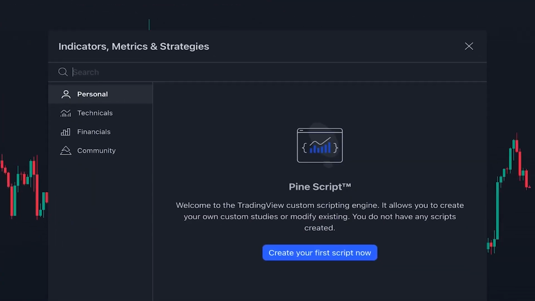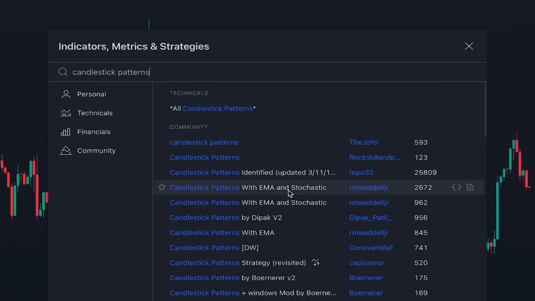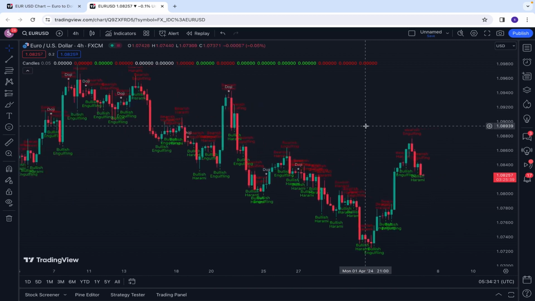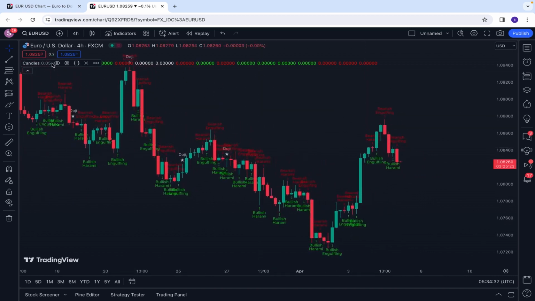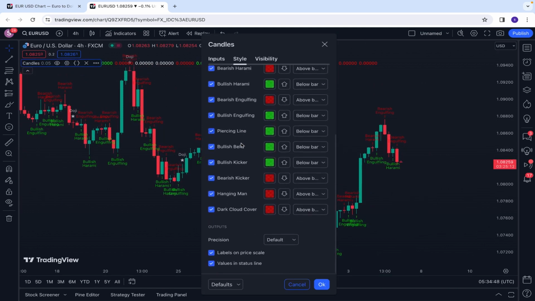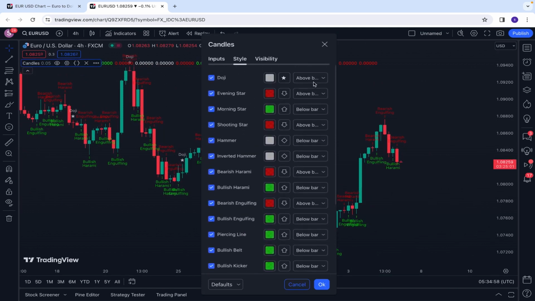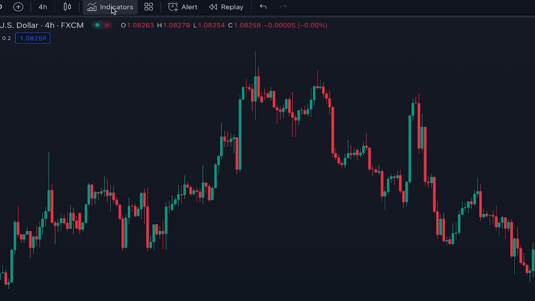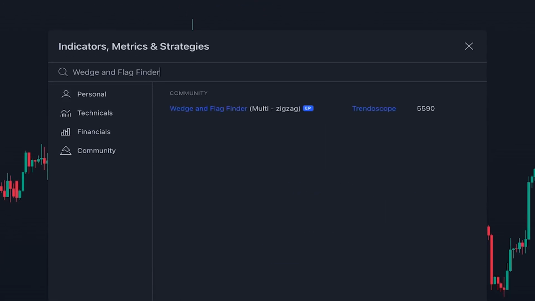Another candlestick indicator that I recommend is this one, Candlestick Patterns Identified, which is written by Repo32. This is also a similar indicator to the other one. Here in the Style tab of the settings, we have a list of some popular and more commonly used candlestick patterns, and you can choose the ones that you need, and the indicator will automatically show them for you whenever they are formed on the chart.